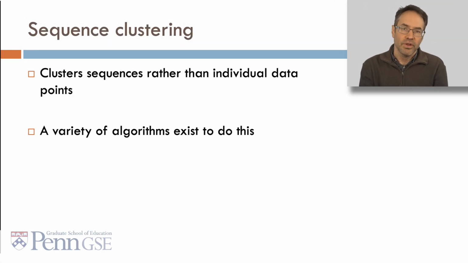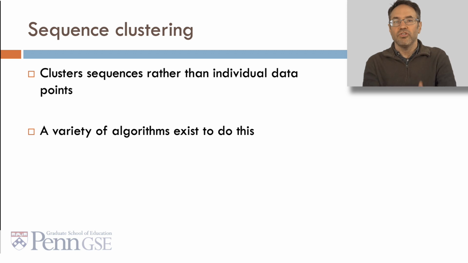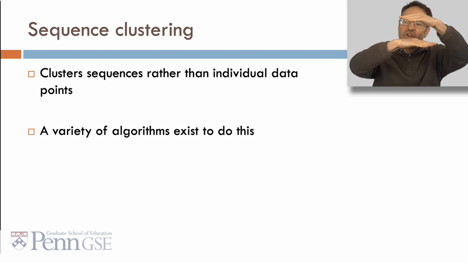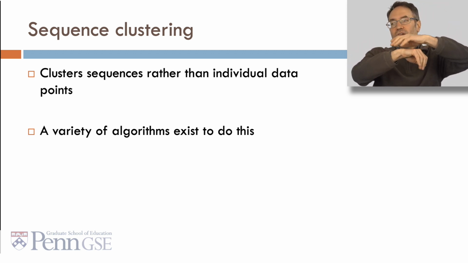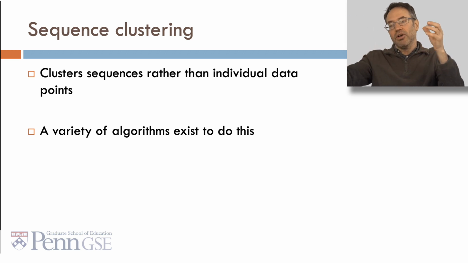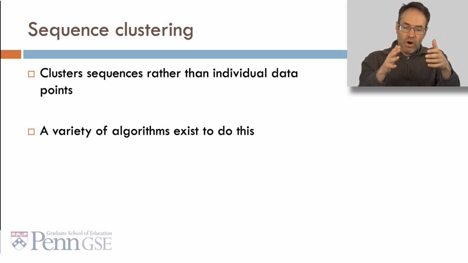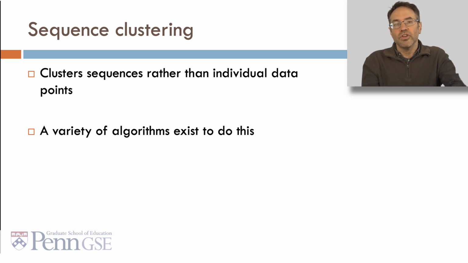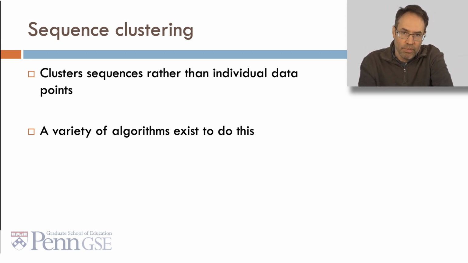Now, another big family of clustering algorithms is sequence clustering, which, as you might expect, clusters sequences rather than individual data points. And there's a bunch of algorithms that exist to do this. One of the key things you have to pay attention to in this is that you often don't want to just take sequences and match them up to each other very straightforwardly. Because, for example, the same pattern might occur at slightly different rates, or might speed up sometimes and slow down other times. And so to adjust for this, people use a method called dynamic time warping.